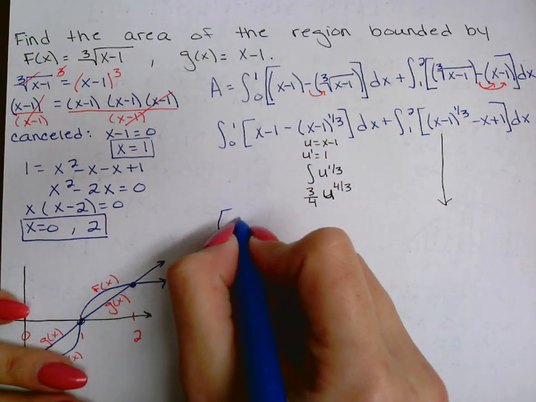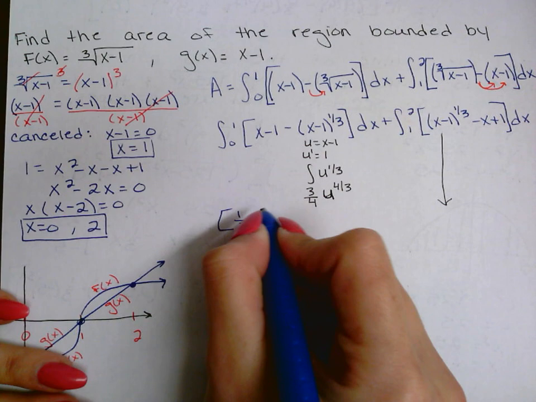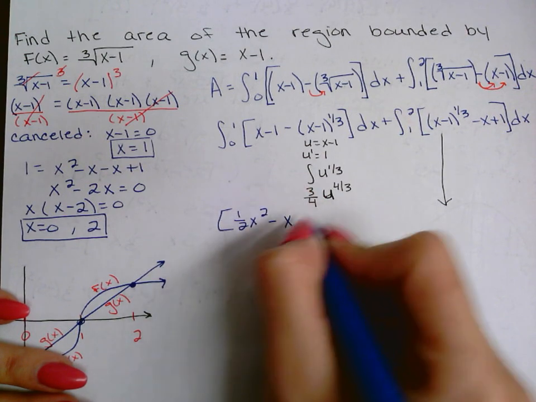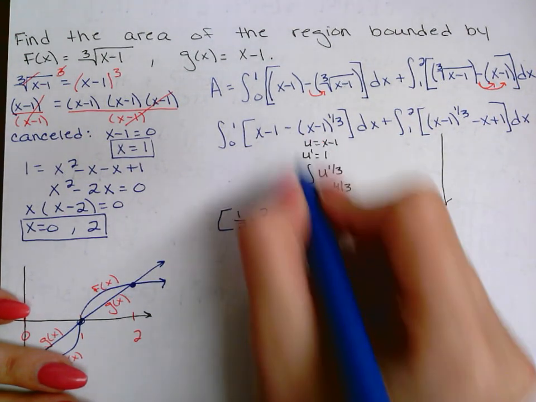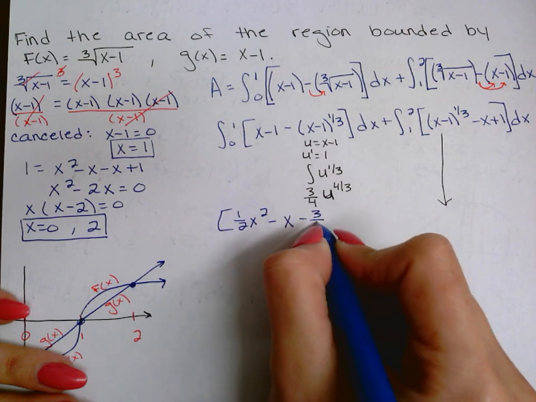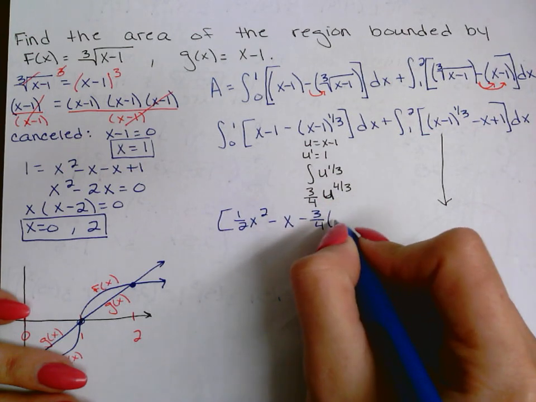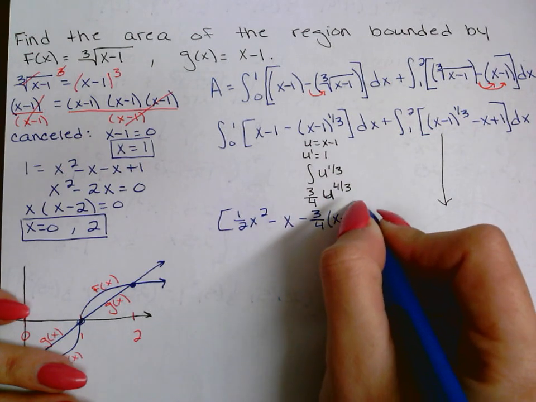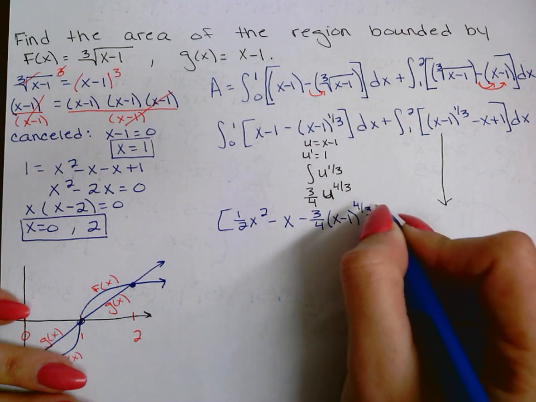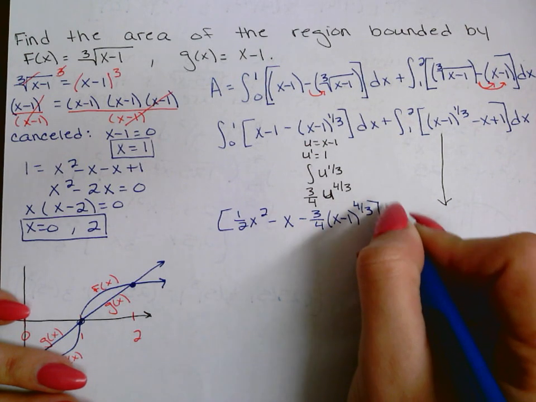Antiderivative of x, of 1. I can bring this guy down. Now there is a minus there. 3 over 4. I'm going to plug my u back in. X minus 1 to the 4 over 3. This one goes from 0 to 1.